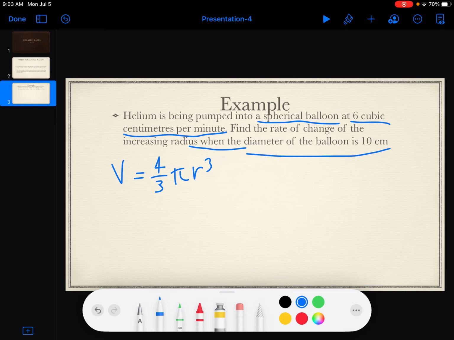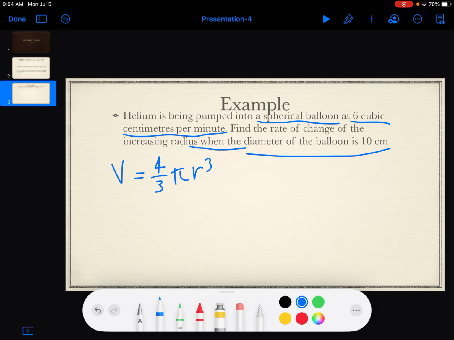Well, what do I have to do to find that? I have to take the derivative with respect to time, right? So in order to get a rate, I have to take the derivative. And to do that, I need to take it with respect to time and use the chain rule. So let me do that.